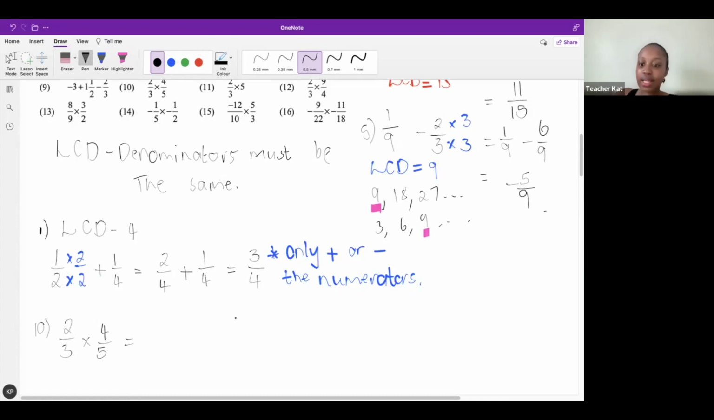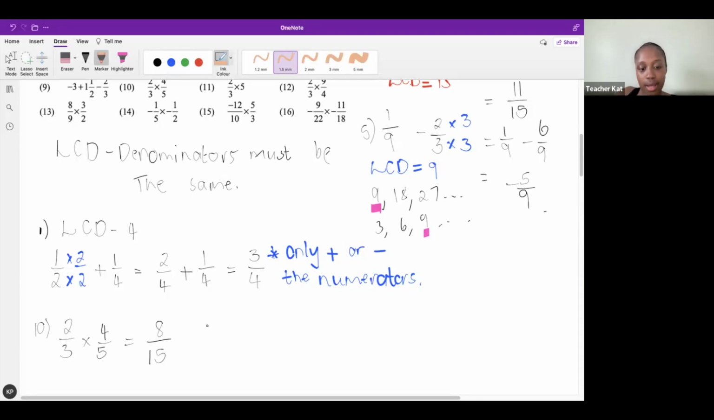We just multiply. Thank you, Seth. So you multiply the numerator with the numerator and the denominator with the denominator. So we're going to say 2 times 4 at the top. How much is 2 times 4? 8 over 5 times 3. 15. And that is your answer. Is multiplication not easy, guys? It is so easy. I feel like it's much easier, much simpler than the other ones.